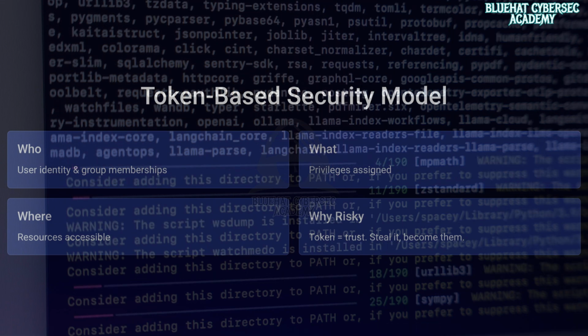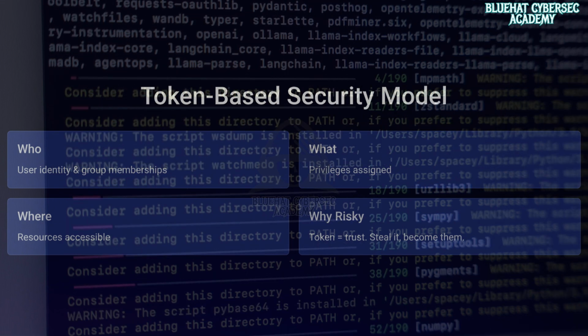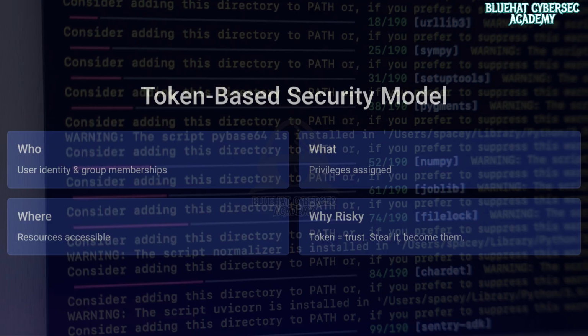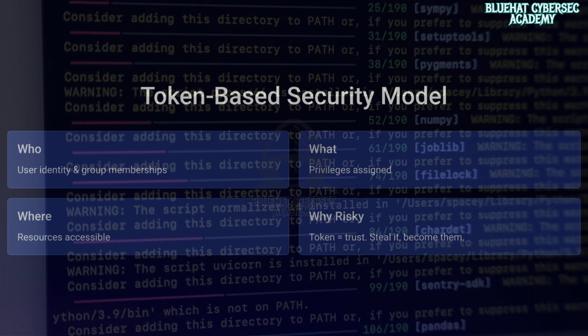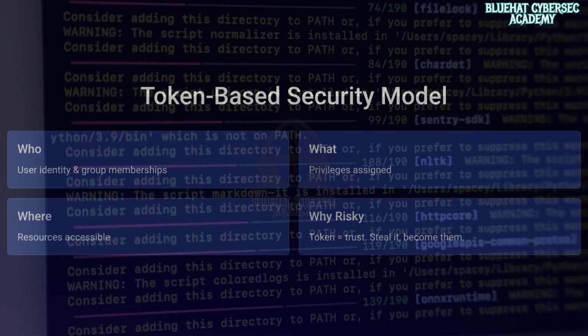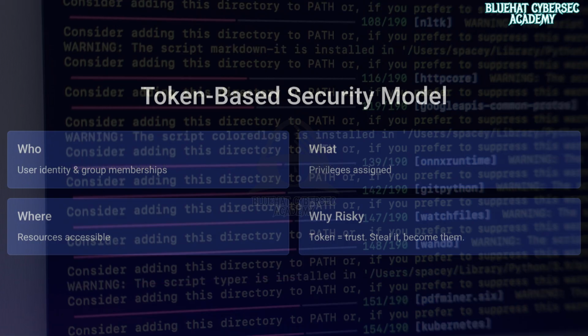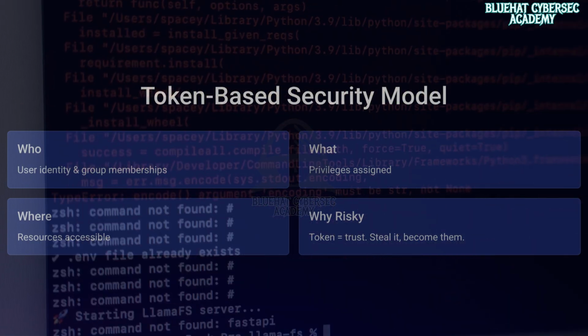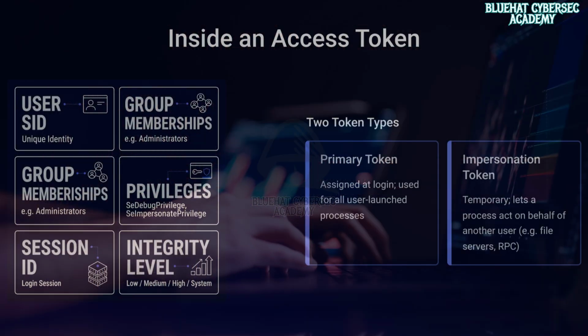This makes authentication efficient, but it also creates a powerful attack surface if tokens are misused or stolen. And this is exactly where token impersonation becomes important in advanced security discussions. Now, to truly understand it, we need to break down what an access token actually contains.